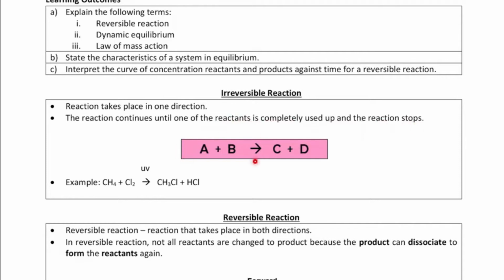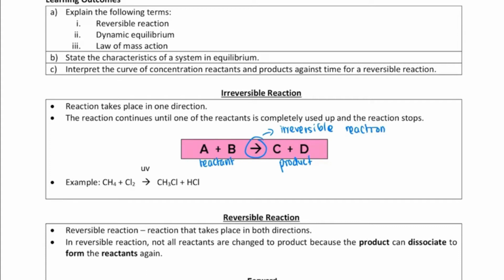Okay, for example, irreversible reaction adalah macam bawah ni. A plus B menghasilkan C plus D. Okay, so A plus B here is reactant, C plus D adalah product. Okay, so as you can see, arrow dia macam ni. So arrow macam ni kita panggil irreversible reaction. Okay, so maksudnya reaction ni, A ni akan react dengan B dan akan menghasilkan produk C dan D.